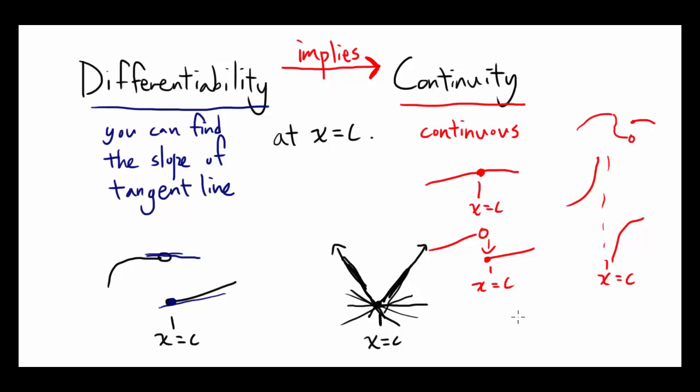You can think of another case. If the function is going like this at x equals c, you see the tangent line is going to have an undefined slope. It's going to be vertical, so the slope is going to be undefined. And in this case, it's continuous and it's not differentiable. So continuity does not necessarily imply differentiability. If something is differentiable, it has to be continuous. If something is continuous, it does not have to be differentiable.